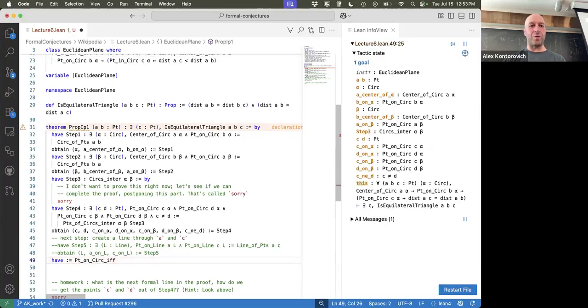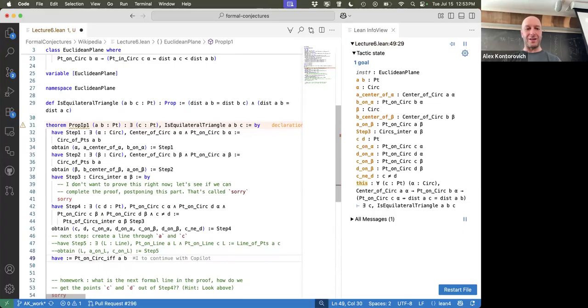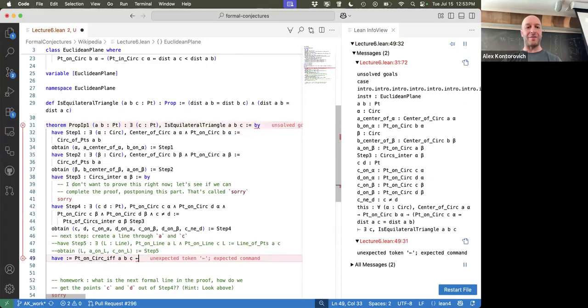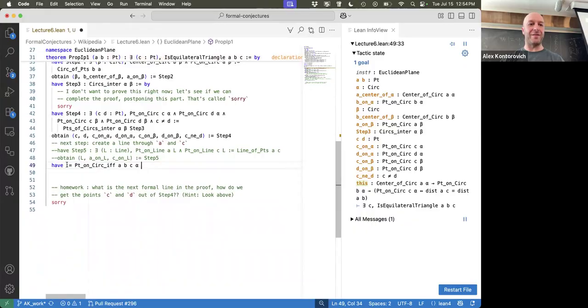I have to give it 3 points, A, B, and C, and a circle. So I'll give it A, then B, then C, and a circle alpha. And what is the statement? The statement is now this. We haven't given it a name. I should call it something. Let's call it step 5. Okay, so this is step 5.